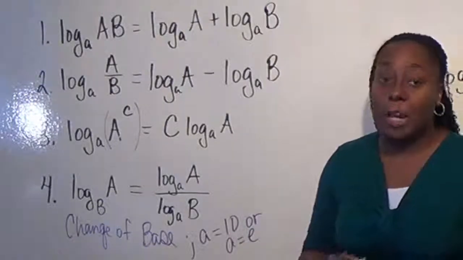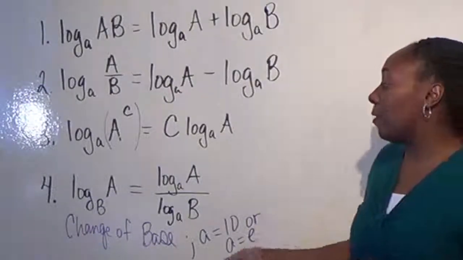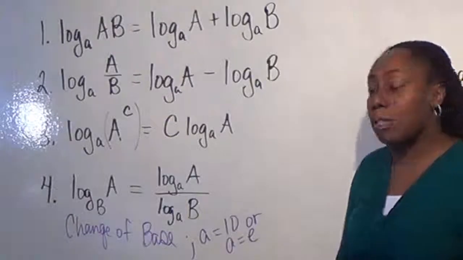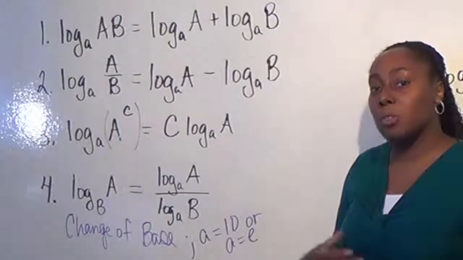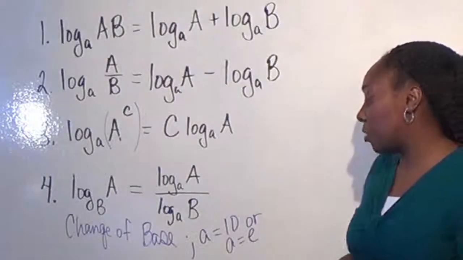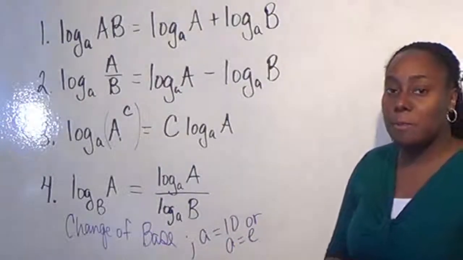Okay? So here, this is really useful for us because usually we're going to let a equal 10 or a will equal e. Now, like I said, it works for any base. So, like I said, in other disciplines we may need to choose something different. But for our purposes, to actually evaluate the numbers and get some nice decimal approximations, we're going to use these two bases.